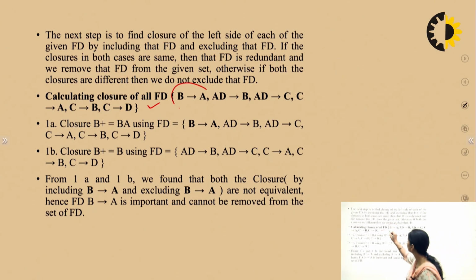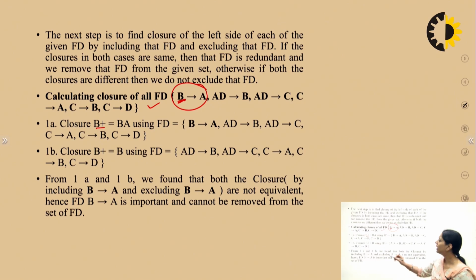So if we look over here, we have the set of functional dependencies as this. We'll be taking the first functional dependency, B dependent upon A. Now, when we are talking about B dependent upon A, we'll find out the closure of the left hand side, that is the closure of B. So when we calculate the closure of B, how do we find out the closure? We'll try to identify all those attributes which can be identified through this B. So every attribute is a closure of itself.